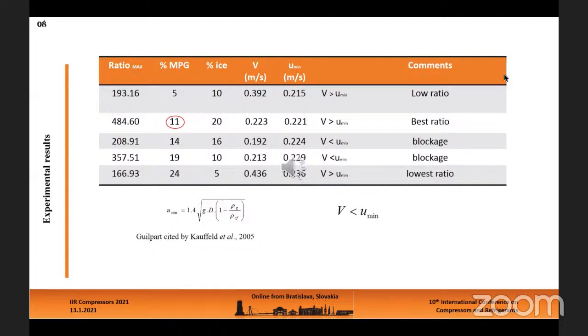14 and 19% MPG risk blockage or sedimentation because the velocity of flow is less than the minimum velocity. 24% MPG gives an infinitely lower ratio due to high pressure drop, despite the velocity of flow being greater than the minimum velocity.